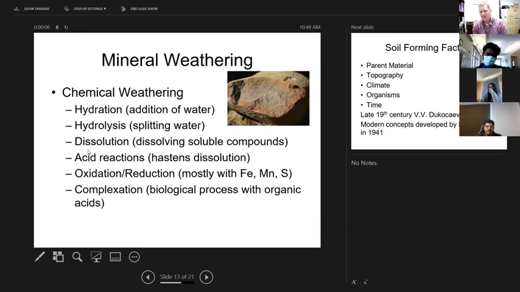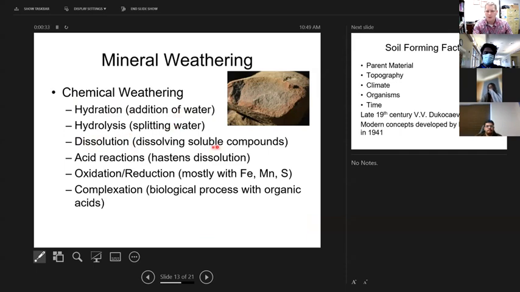Okay, so that part of it's physical. There's also a chemical component to weathering, and there's a bunch of different ways this happens. There's hydration. And again, this is happening at the element level. So this isn't water eroding, but it's water being added to a specific mineral or a compound within a rock, and that causes it to break up.